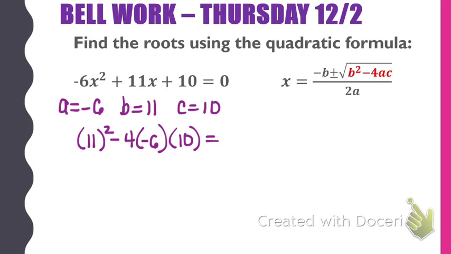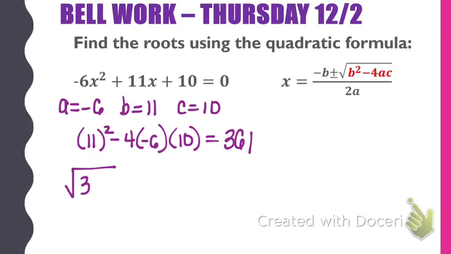So what did you get when you typed that in your calculator? 11 squared minus 4 times negative 6 times 10. What'd you get? Okay, so that means that we have how many solutions, and what kind of solutions do we have? 2 real solutions. Okay, so now take the square root of that number.